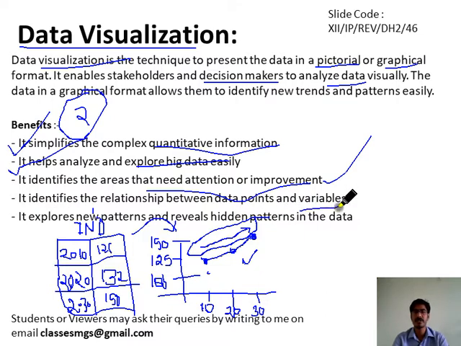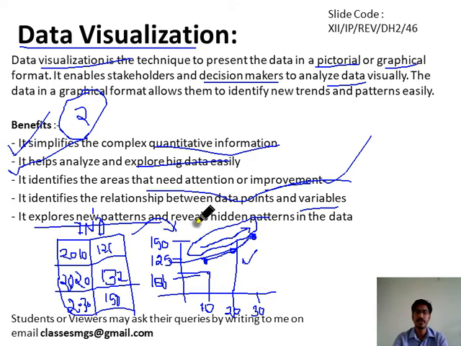Relationship between data points and variables: it will find the relationship between the year-wise population. So this shows the relationship between the data. Okay. Now we will see another concept.